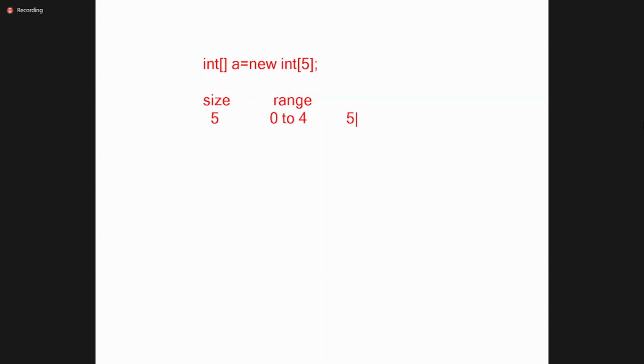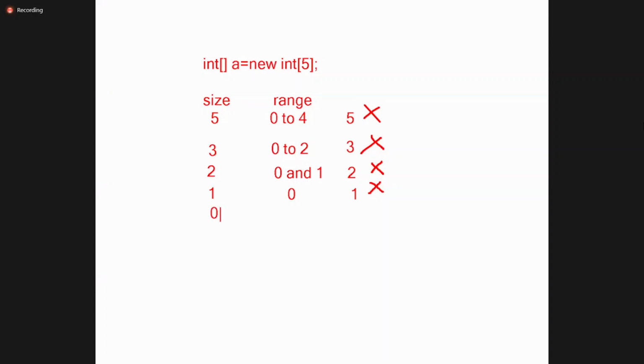Suppose you write index 5. Is it within the range or out of range? Out of range. Suppose the size is 3. The index range is 0 to 2. Is 3 within the range or out of range? Out of range. Suppose the size is 2. The index range is 0 and 1; 2 is out of range. Size is 1, the index range is 0; 1 is out of range.